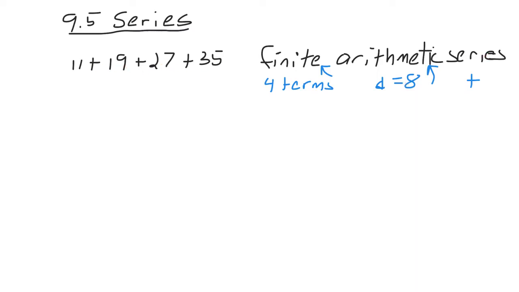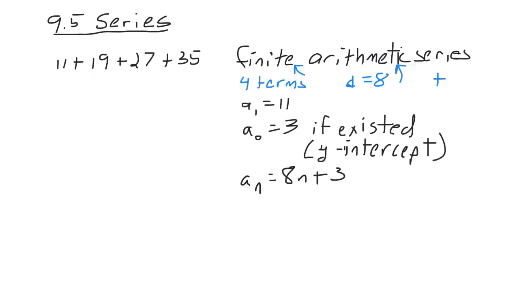And it's a series because we have plus signs in between the terms, as opposed to commas, which would make it a sequence. We're going to write the explicit equation for the sequence of these 4 numbers if there had been commas. And the first term, a1, is 11. If there were a term 0, we would back up a common difference and we would land on the number 3. This is like the y-intercept.